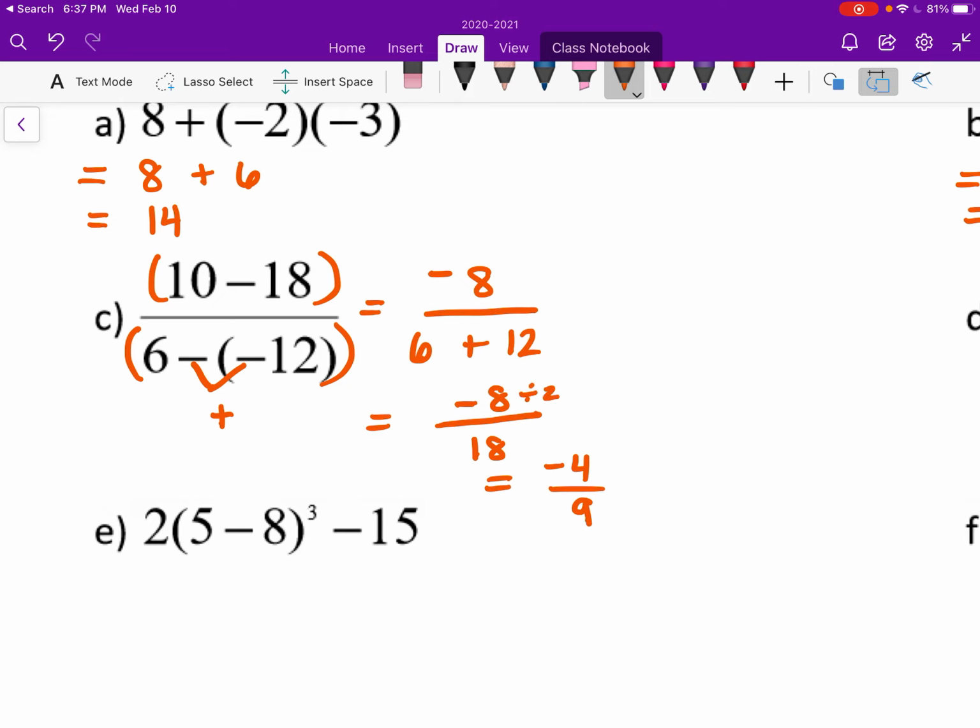You're just going to make the equivalent fraction. And if you don't remember how to do equivalent fractions, please go check that out. You can type into Google or YouTube how to find equivalent fractions. This should be grade 6 math.